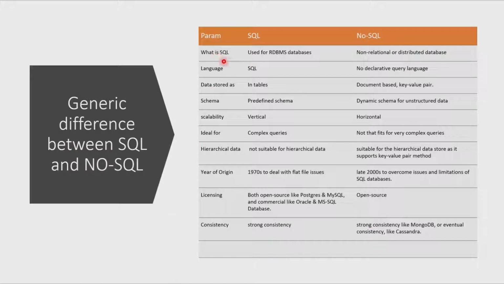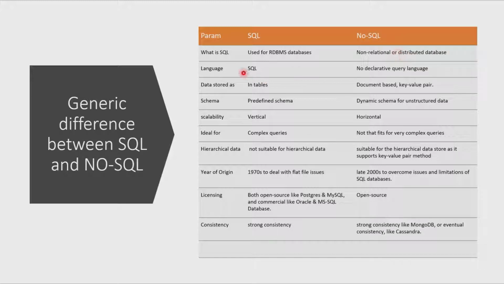So we'll start with what is SQL. SQL is used for RDBMS, relational database management systems, wherein data is stored in the form of tables and there is a relation between multiple tables. But NoSQL is known as a non-relational or distributed database. That means there is no concept of rows and columns, and there is nothing like a table. The name is replaced by something known as a collection.